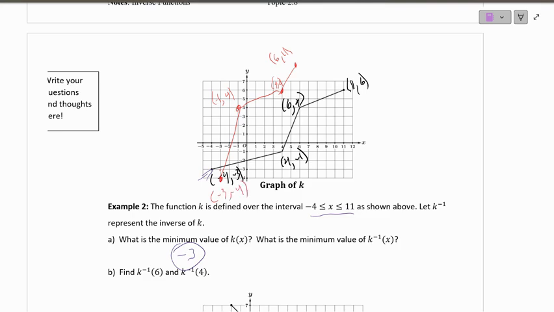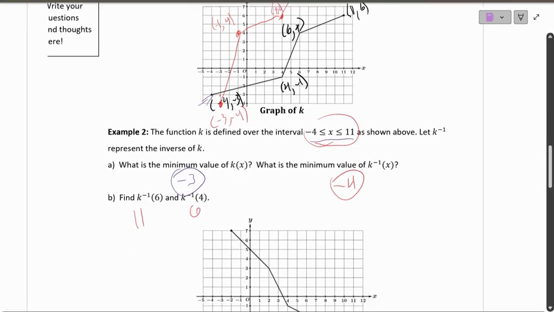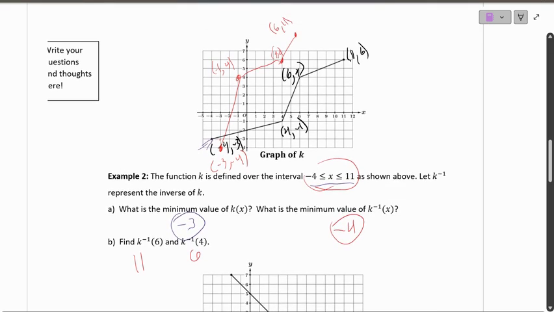Okay, so now when it says what is the minimum value of k inverse of x, technically, if you watch my last video, you actually know because this is the domain of the original, that's also the range of the inverse. So we actually knew the minimum value was -4. But B is now where it's really nice that I drew both, because now it's saying k inverse of 6. Well, I just look at my red graph, and k inverse of 6 will equal 11, and then k inverse of 4 will equal 6. So there's those two. Again, that's why graphing it is very helpful.